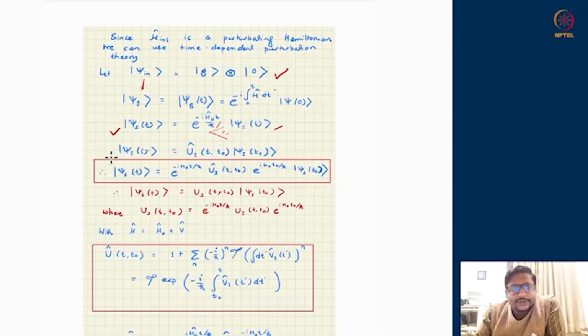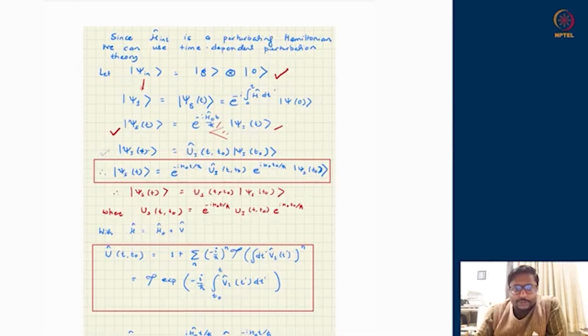This psi I of t, the interaction picture time evolved wave function itself, is obtainable from a unitary time evolution operator in the interaction picture. This we all have done in the week 2 lectures, and it can be obtained from the initial psi I of t naught, which is again related to the initial Schrodinger state with e to the power i H naught t naught upon h bar, where t naught would be the time where the state was taken as the initial state. So this is how the time evolution happens.